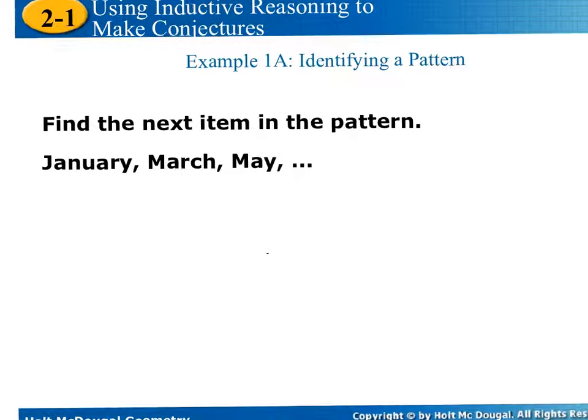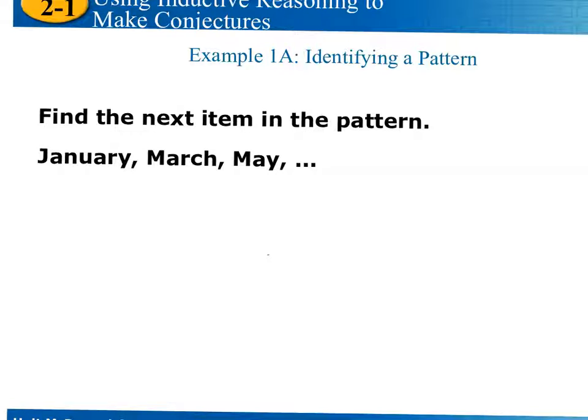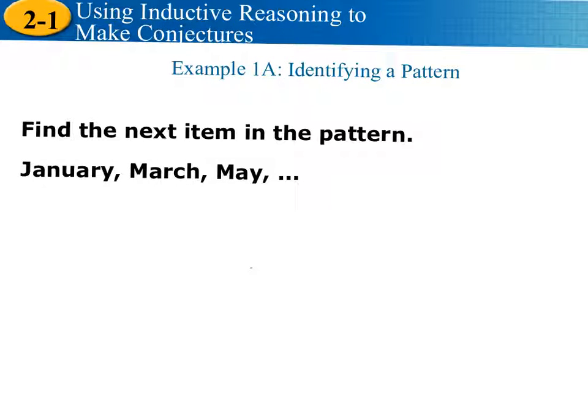So we're going to look at this pattern and find the next item in the pattern. So we have January, March, and May. What would the next be? July, right? Because it goes every other month. So the next one would be July.